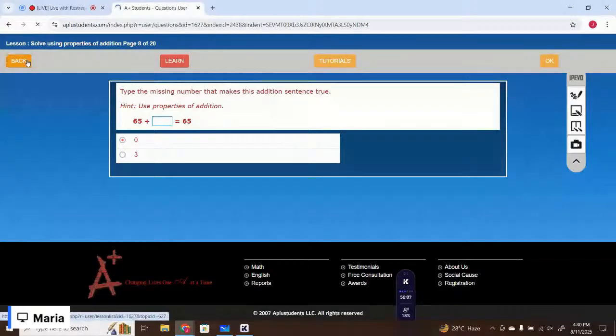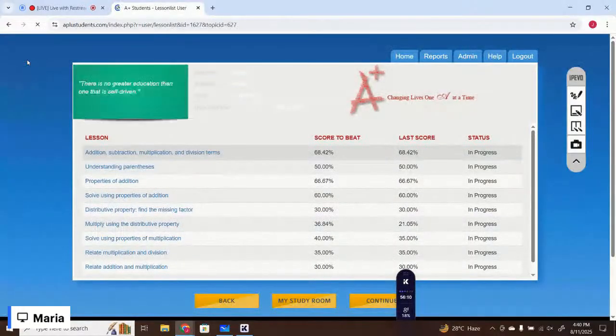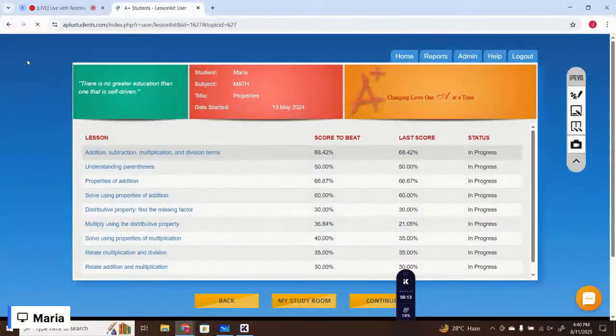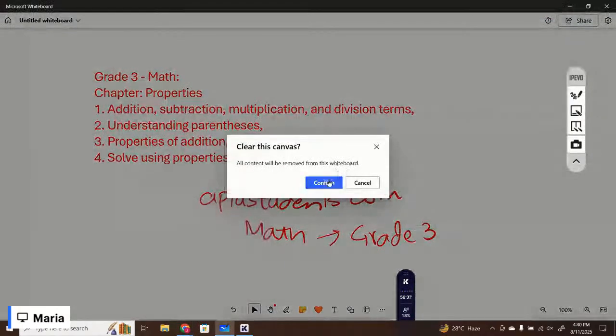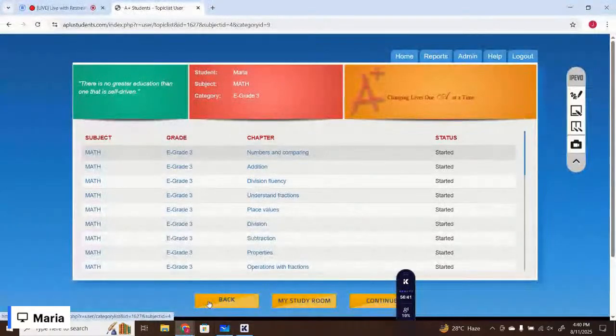So we were working on grade 3 math. The chapter we were working on is properties. The lessons we have covered today are subtraction, multiplication, and division terms, understanding parentheses, properties of addition, and solve using properties of addition. Please make sure before the next session you complete all the practice questions for the lessons we just did. That is your homework.